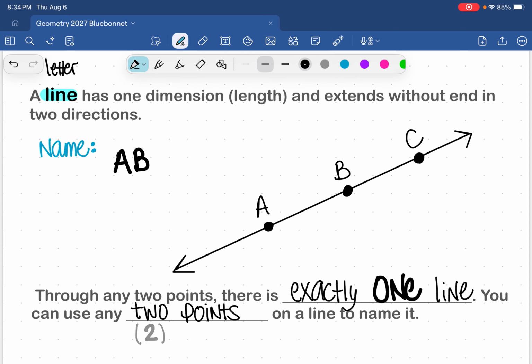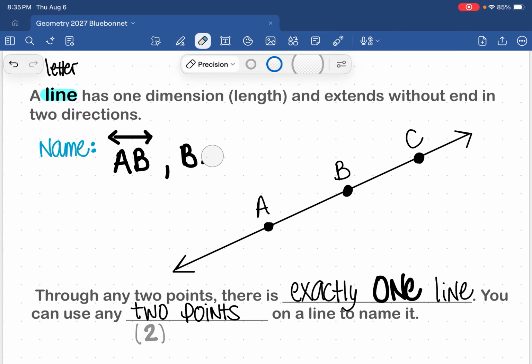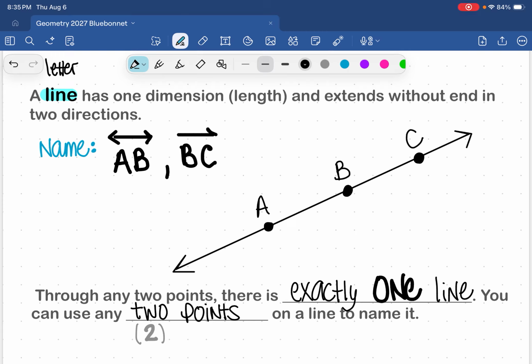Now, when we're just going to use the 2 letters, we also need to use the line symbol or the word line. So we agreed a long time ago, us geometry teachers, that a line will look like a straight dash with arrows on both ends. And it's just going to go above the 2 letters. Any 2 letters work, so I could use the first and the second, the second and the last, or the first and the last one. All 3 of these are proper names for this line.